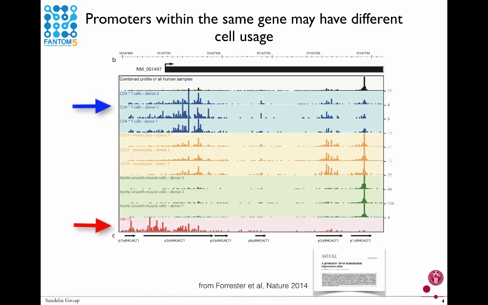The T and SW13 use the left ones, the aortic smooth muscle cells use the right one, and monocytes use both. So even a single gene may have multiple promoters for different cell usage, and depending on the cell of interest, different promoters should be selected for further analysis.